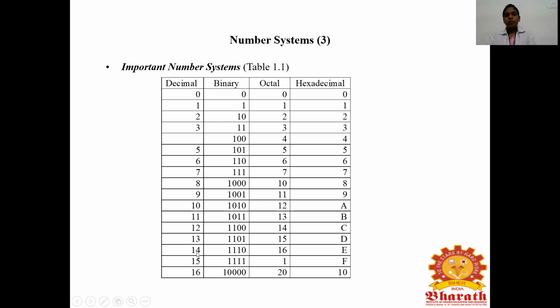So next we'll see 14. If you see the octal equivalent of 14, what's the difference between 14 and 8? That is 6. So we'll write 6 here, and then the carry 1. Why carry 1? Because 14 ranges between 8 and 16. So here we have 1, 6.